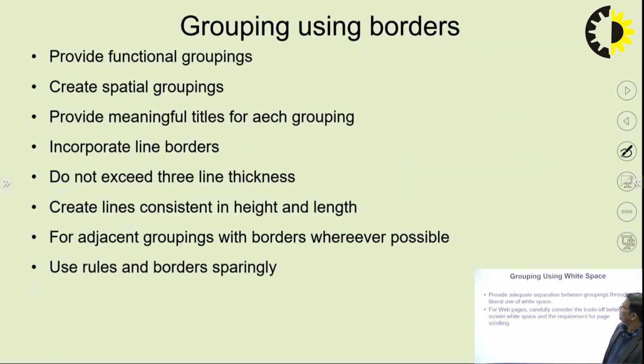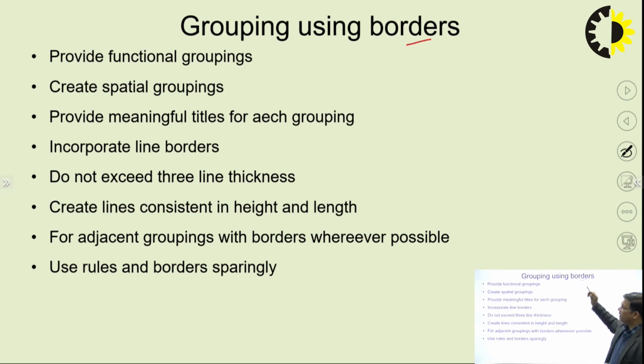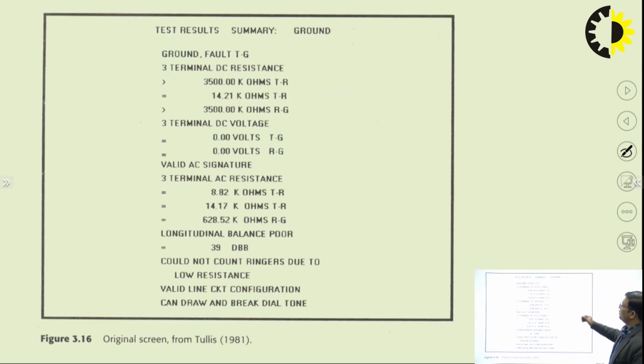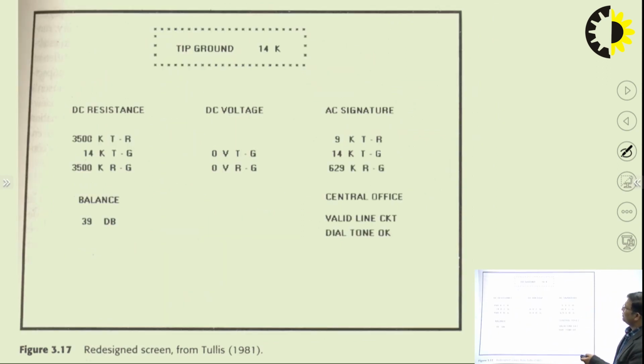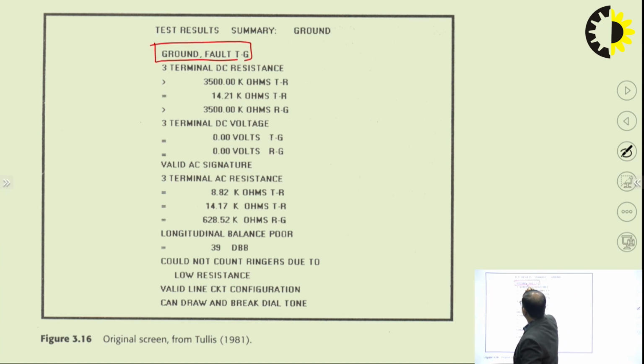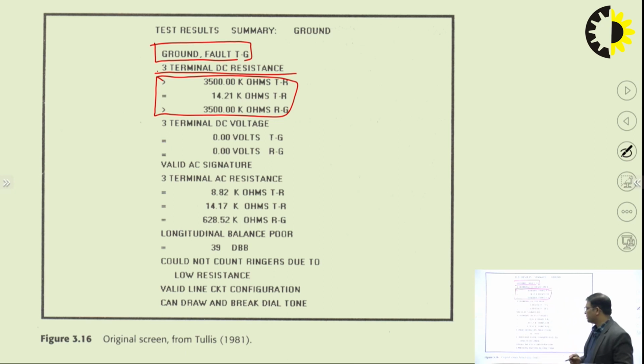Okay. So, grouping using borders. We can draw lines, and we can remove the white spaces and draw the lines in this way. Okay. So this is the test result. We can draw the lines in this way also. We can design in this way also.